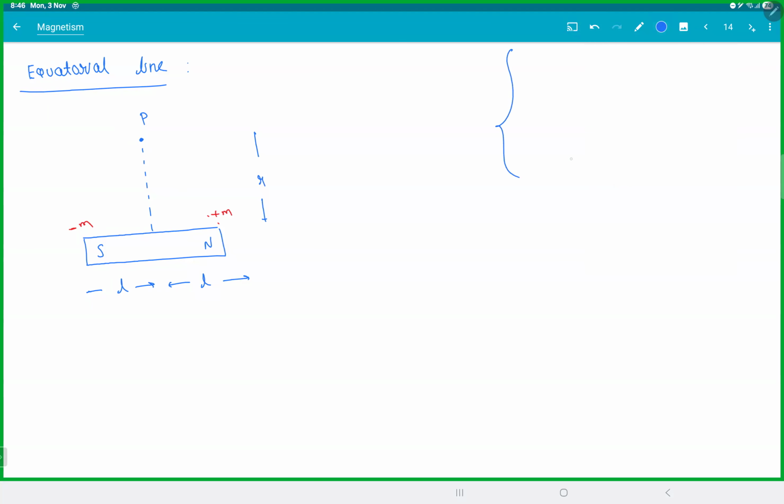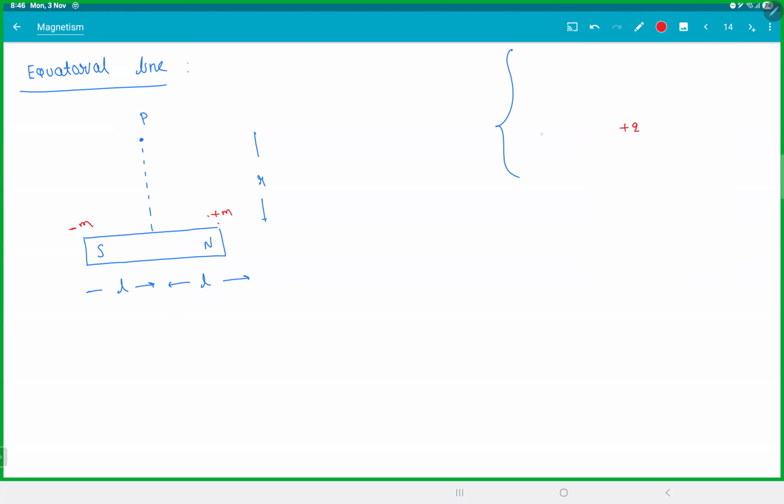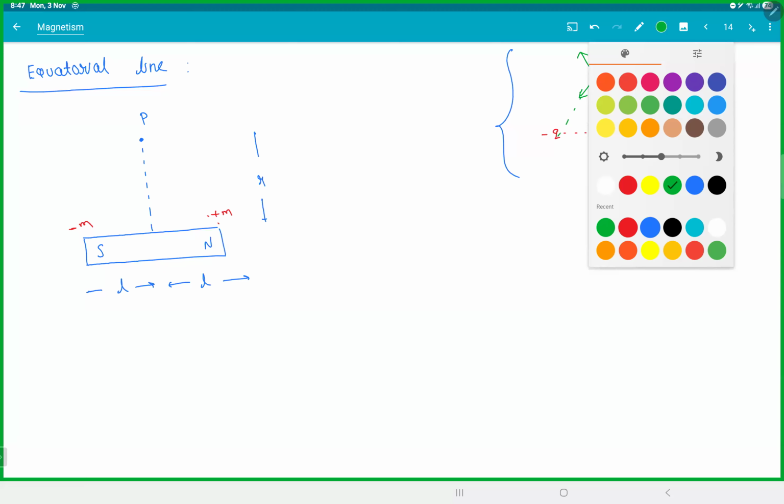Just to give a reference, this thing would look like this. It's like having a plus Q charge and a minus Q charge. We have done these kind of questions in electrostatics. If you have a point P, this plus Q is pushing the field away and the minus is attracting the field this way. The net resultant will be this way.